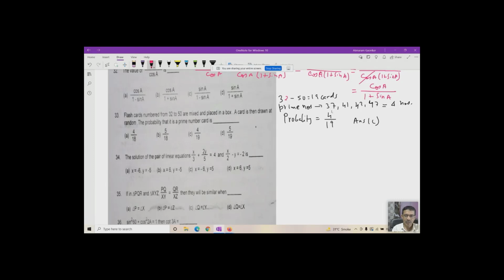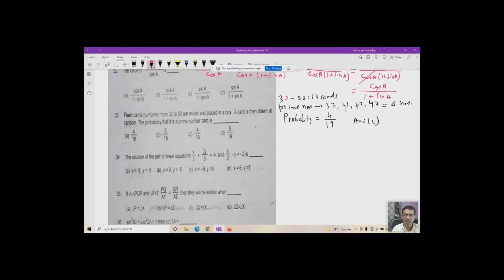37. Is 39 a prime number? Yes, it is not a prime number. So you all are saying that it is 5 upon 19. Then which number have I not included here? Please type in the comment box.